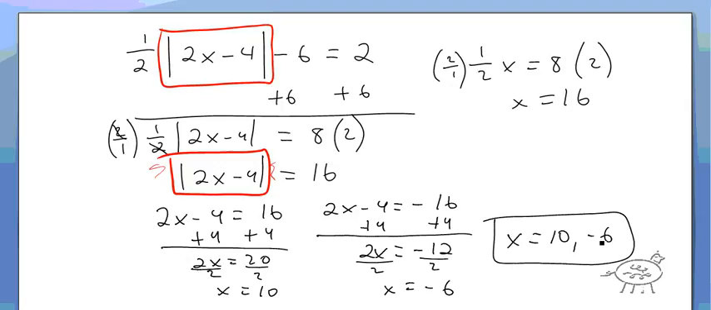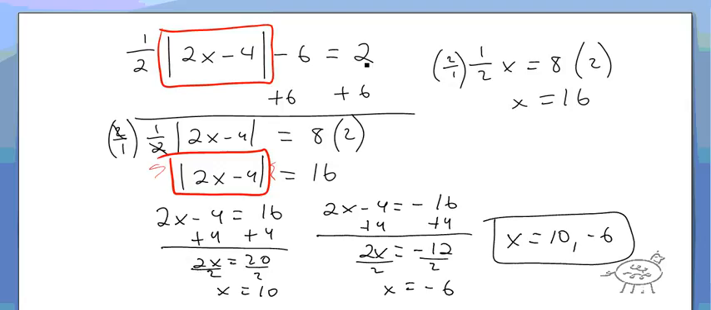Same thing with negative 6. 2 times negative 6 is negative 12. Negative 12 minus 4 is negative 16. The absolute value of negative 16 is 16. 1/2 times 16 is 8. 8 minus 6 is 2. So I just checked my answer.